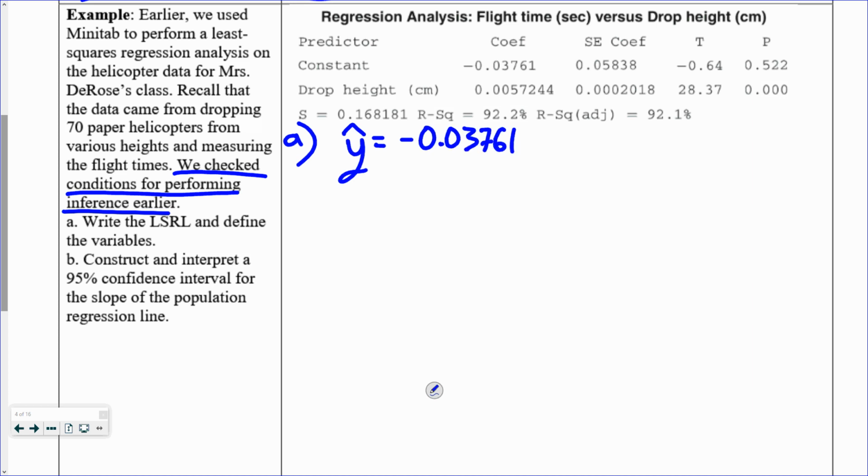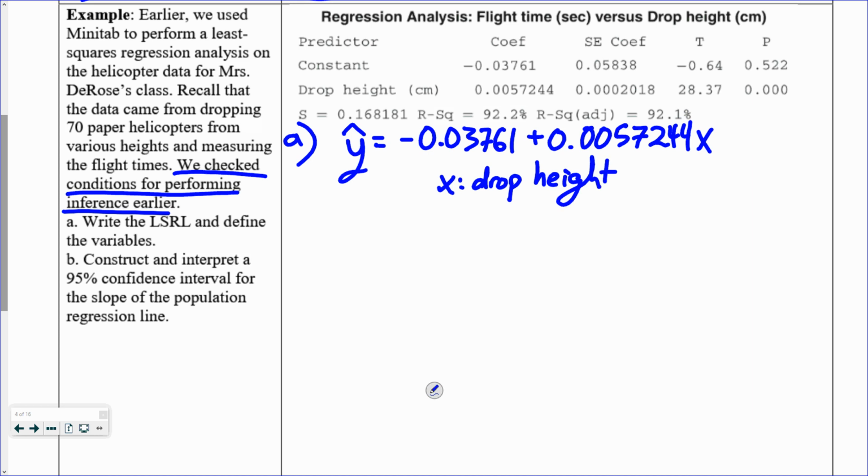negative 0.03761 plus 0.0057244x, where x is the drop height, and y hat, always putting a hat on that y, and remembering that hats mean prediction, predicted flight time. Great.